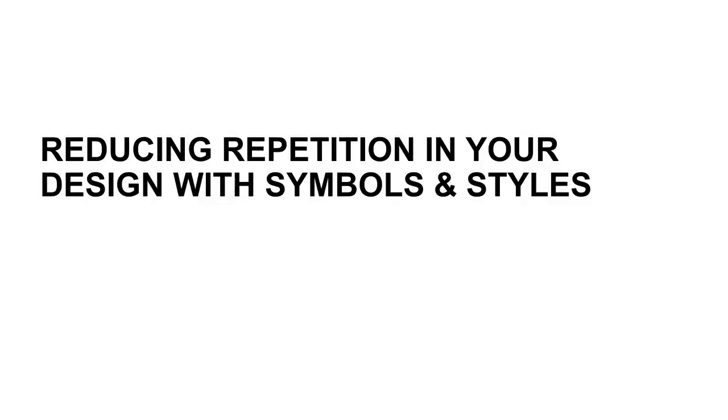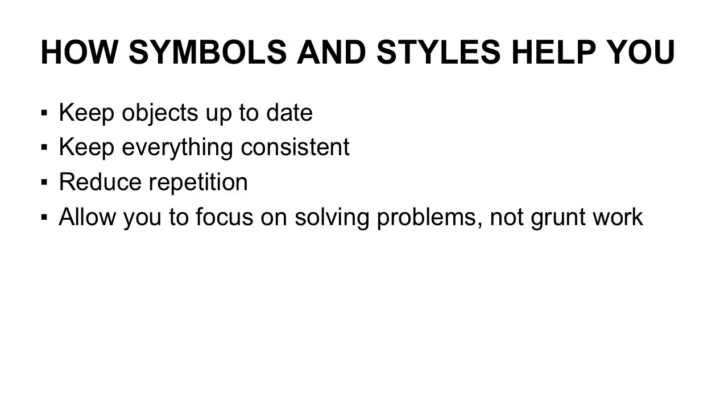In this video, you'll learn how to make use of symbols and styles and find out how they can reduce repetition in your design. Using these features makes it a cinch to keep all the objects in your design updated and consistent. It's annoying to have to repeat work. In some apps that I've designed, I found myself having to update the same things over and over again. Symbols and styles remove the need for that repetition, and I couldn't be happier as a result. That allows me to spend more time solving design problems and less time doing grunt work.